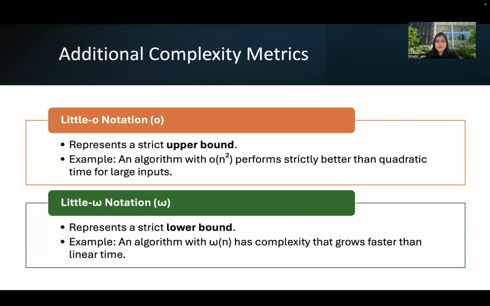There are two more additional complexity notations. The first is the little o notation. It represents a strict upper bound. For example, an algorithm with o of n square performs strictly better than the quadratic time limit for larger inputs. And the little omega notation represents a strict lower bound. An algorithm which has little omega of n complexity grows faster than linear time.